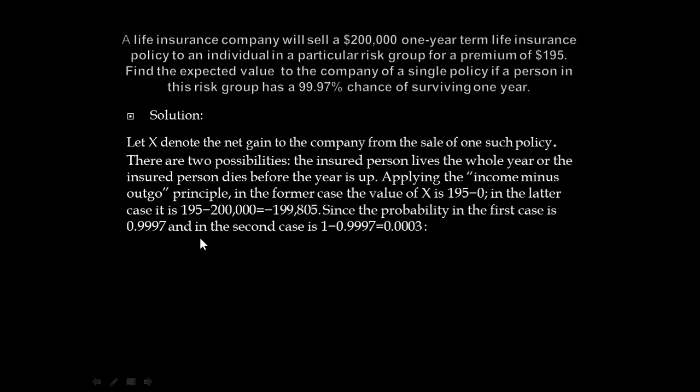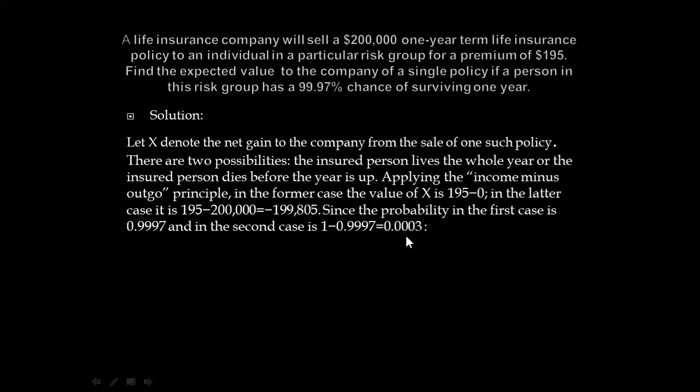Since the probability in the first case is 0.9997, and in the second case, remember that the sum of all probabilities is equal to 1. To get the second case, we subtract the first probability: 1 minus 0.9997. This gives us 0.0003.